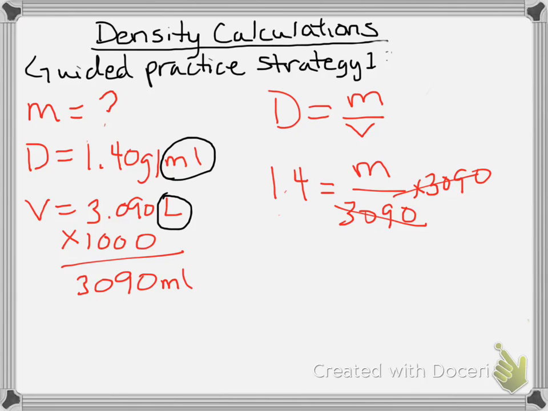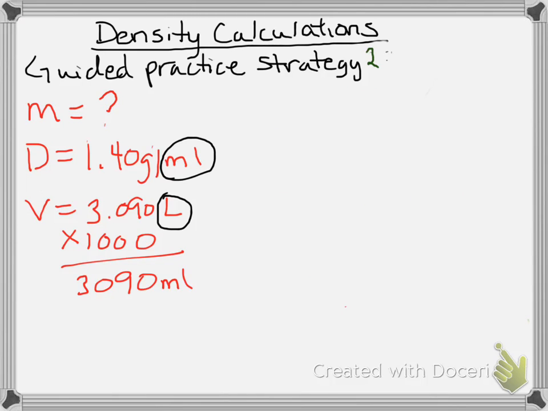So now they actually cancel out. Okay? But algebra rules say that whatever you do to one side, you have to do to the other. So that means that I have to multiply this side by 3,090 as well. Once I do that simple multiplication, it's 4,326 equals the mass. Okay? And mass is always in what unit? Well, right here it says grams, so grams. Alright? So that is our one simple way of solving a density problem.